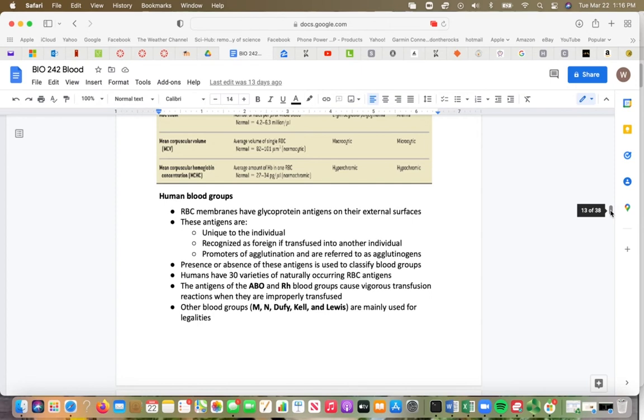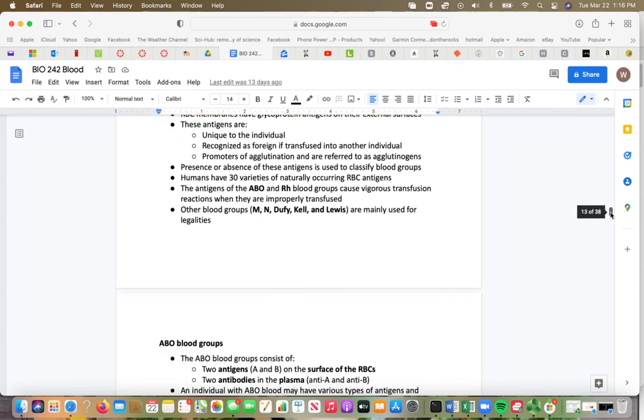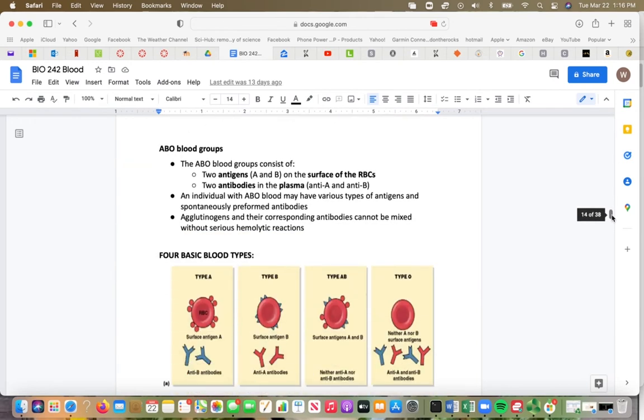So we hear about the ABO blood typing and the Rh blood typing all the time. But in humans, we actually have 30 varieties of naturally occurring red blood cell antigens. The ABO and Rh groups are the ones that are going to cause vigorous transfusion reactions when they're improperly transfused. So some of the other groups, we have the M, N, Duffy, Kell, and Lewis antigens. And those are a lot of times used just for identification purposes for legal things.